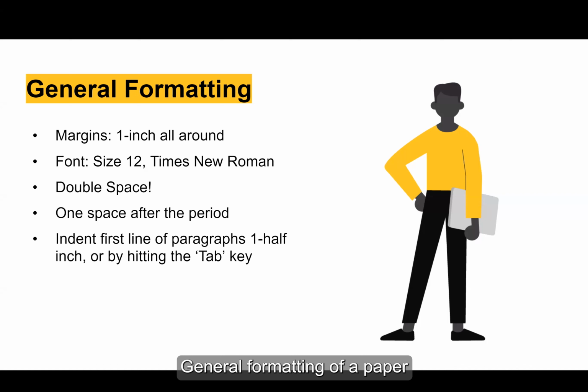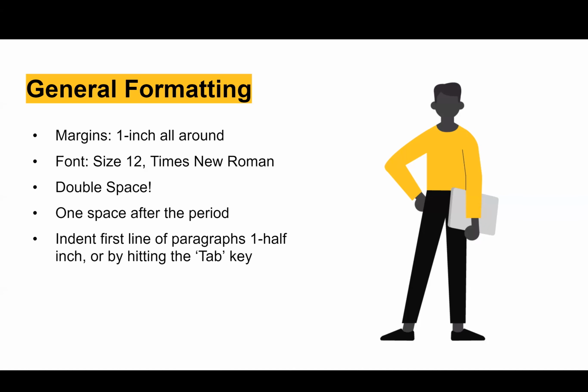General formatting of a paper written in MLA style includes 1-inch all-around margins, a font size of 12 and Times New Roman, double space, 1 space after the period, and indentation of the first line of paragraphs 1/2 inch or by hitting the tab key.